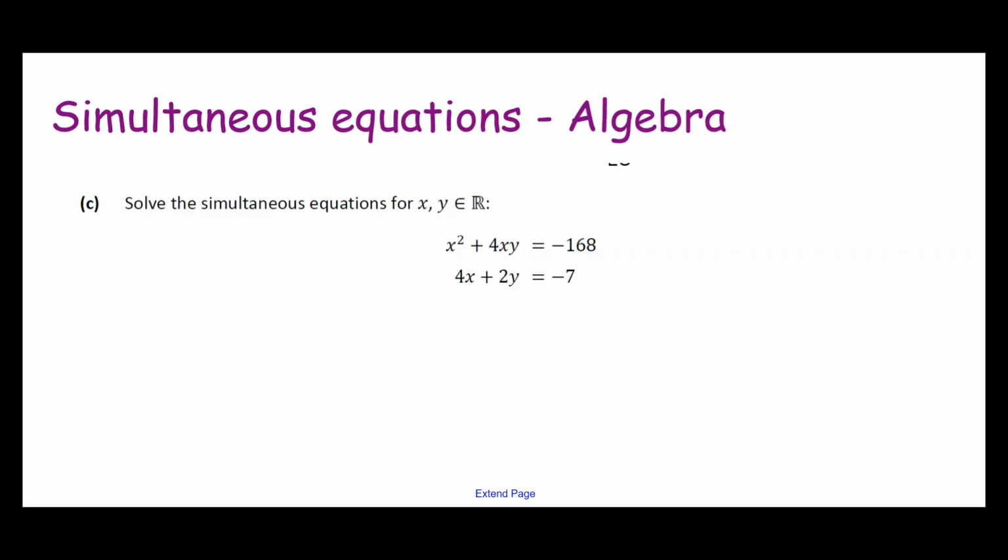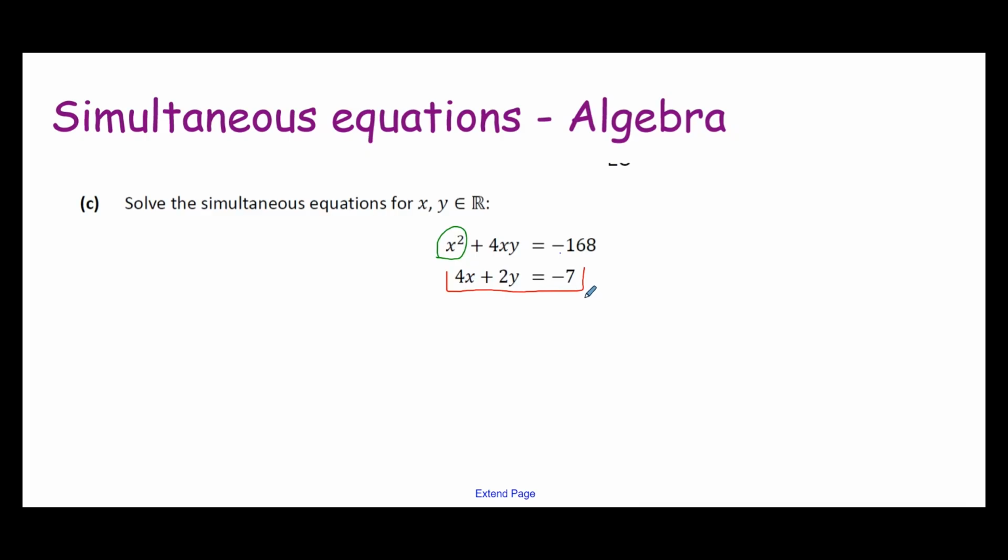Another issue that very often gives us a problem is simultaneous equations, part of our algebra. So here we have two simultaneous equations and we need to solve them. The particular case with this equation is that we have a letter to the power of 2. So when you have a simultaneous equation with a letter to the power of 2, we're always going to use the equation that doesn't have letters to the power of 2 first.